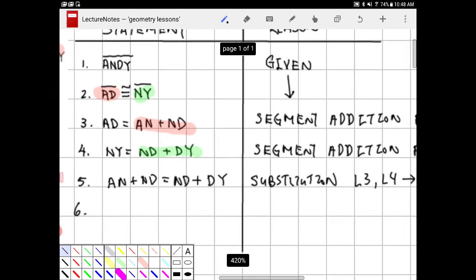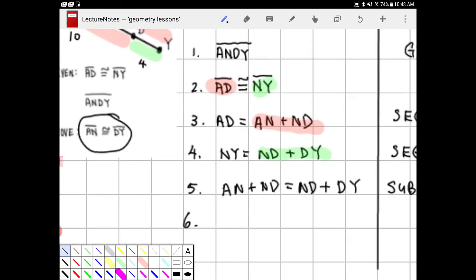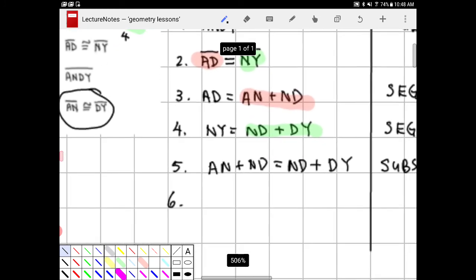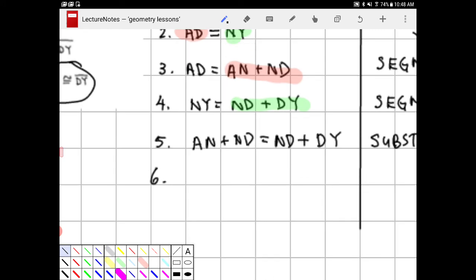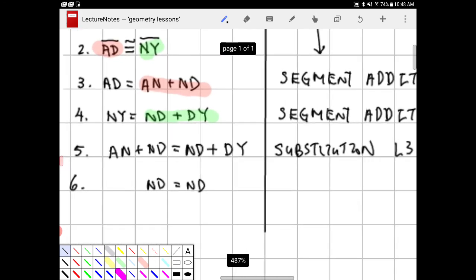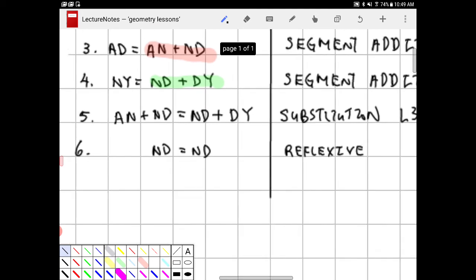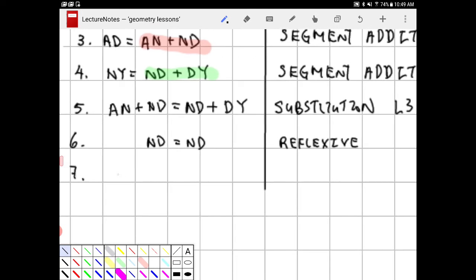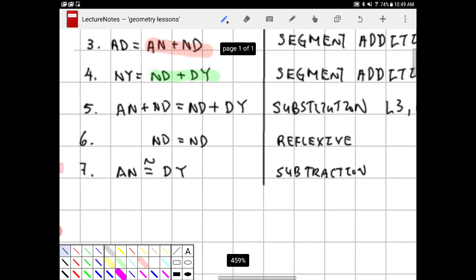What we're going to do now, if you notice, our end goal was to show that AN is the same as DY, is congruent to DY. So if you notice, if we're treating this like an equation, we have the same things on both sides, I'm going to try to get rid of that. I'm going to say ND is equal to ND because of reflexive. So therefore, my last step is to subtract line 5 and line 6. I will end up with AN equal to DY. Or in other words, AN is congruent to DY. So this is true because of subtraction of lines 5 and 6.